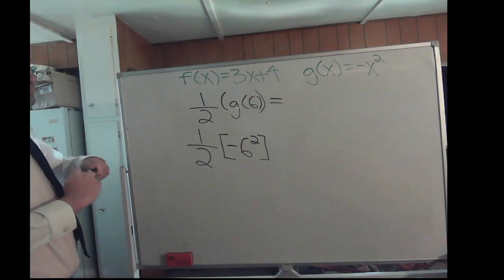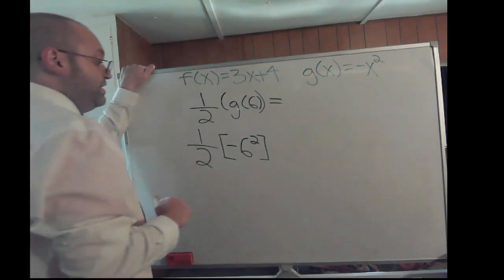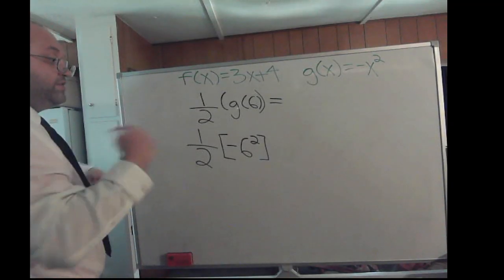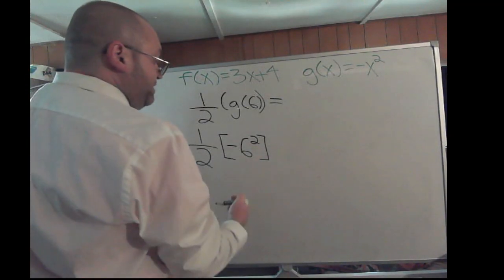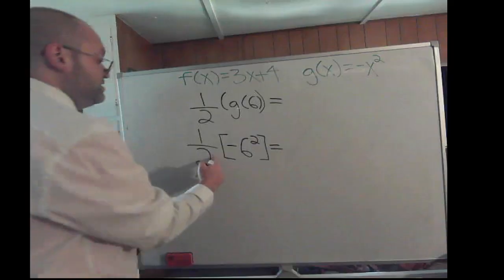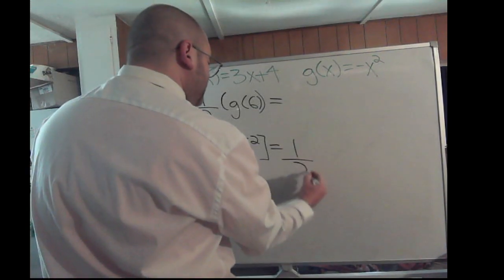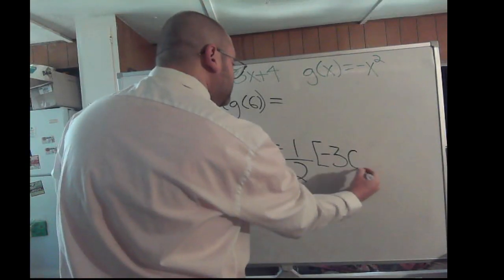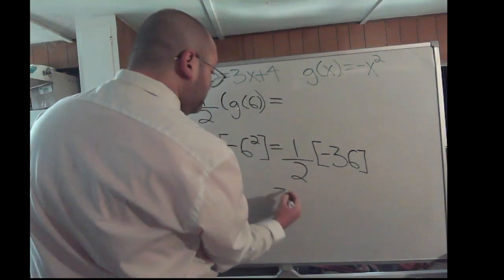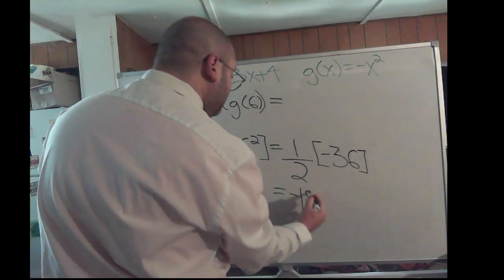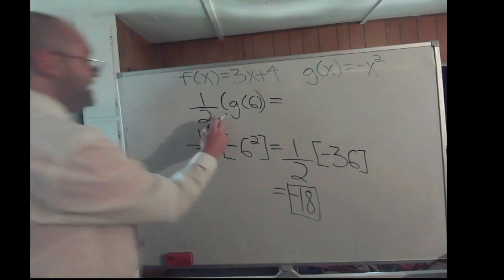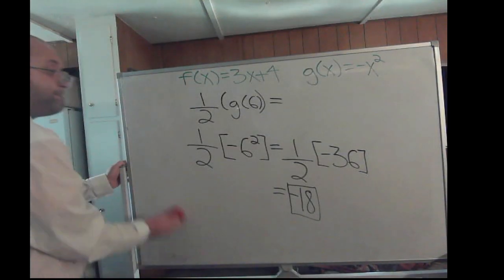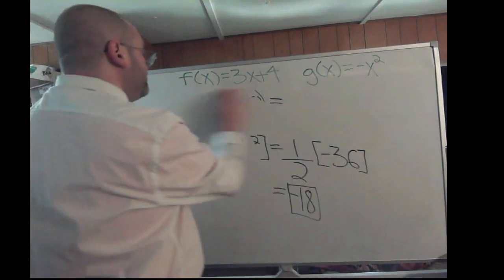Well, here's the thing. There is no parentheses with a negative sign in the second power. Whenever you just have a negative and something to the second power, it's still negative. So you would have 1/2 times negative 6 to the second. That would be 1/2 times negative 36, which we know would be negative 18. So half of g of 6 is in fact negative 18. And I got more examples here.